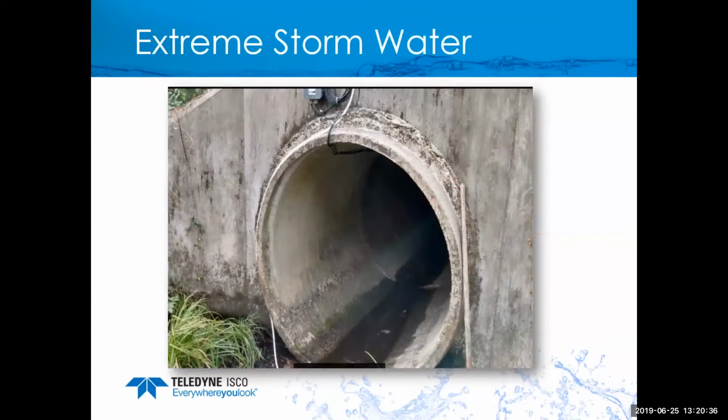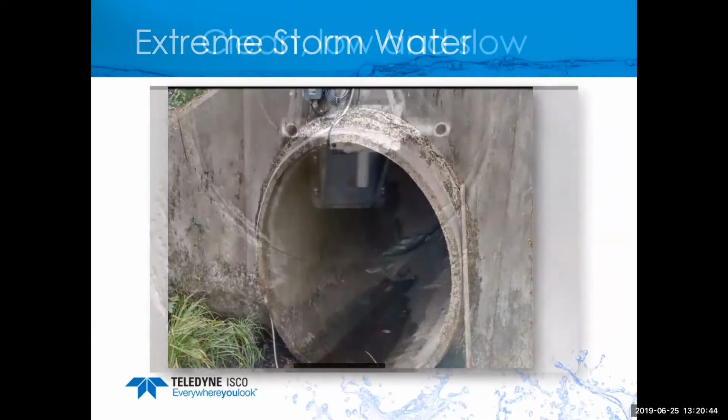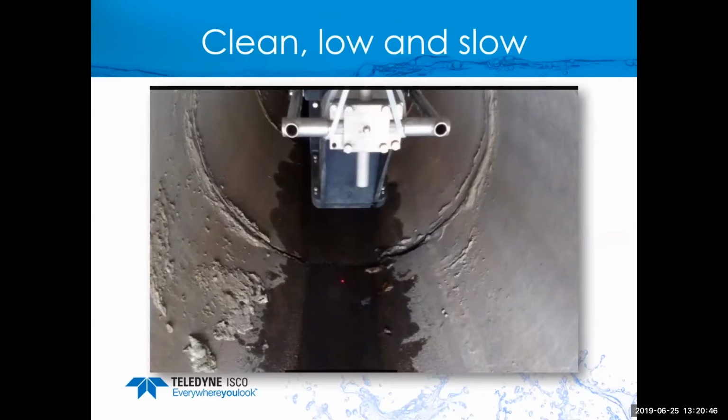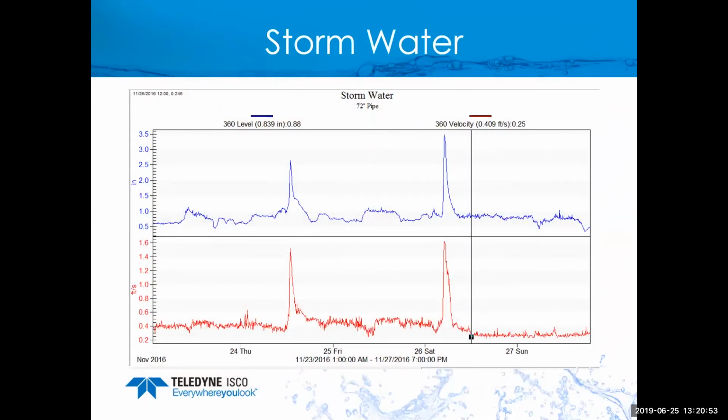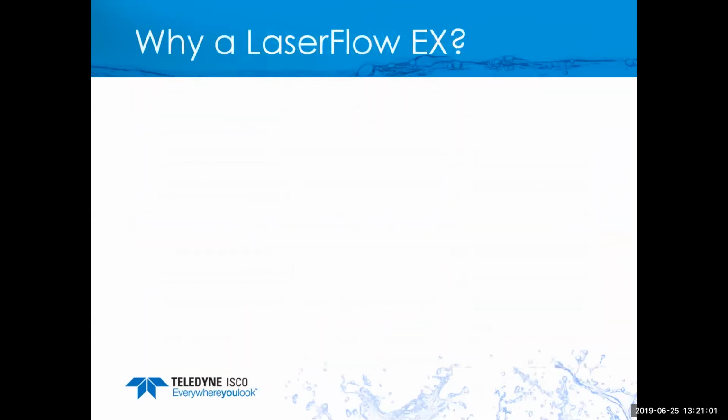We did have a site that I call extreme stormwater. This thing was very clean, very low and slow flow. This happened to be out in the Hampton Roads area, and they're doing stormwater monitoring out there, but they wanted to measure that little bit of trickle of flow. So we were able to get the laser dialed in to read that, and it's actually all the way down less than an inch, and the velocity is about a quarter foot per second. So it did really, really well.